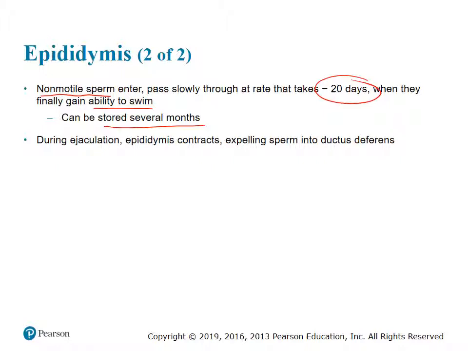And so during ejaculation, the epididymis will contract, and it's made up of smooth muscle, by the way, right? When that smooth muscle contracts, it expels the sperm into the ductus deferens, which we know to be the vas deferens. It's also known as that. And we see that occurring as well, right?